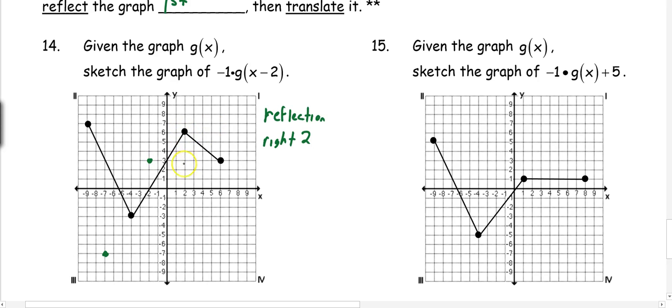This is 6 away from the x-axis, so I go down 6 and right 2. This is 3 away from the x-axis, so I go down 3 and right 2 again. And then I'm going to connect my points.